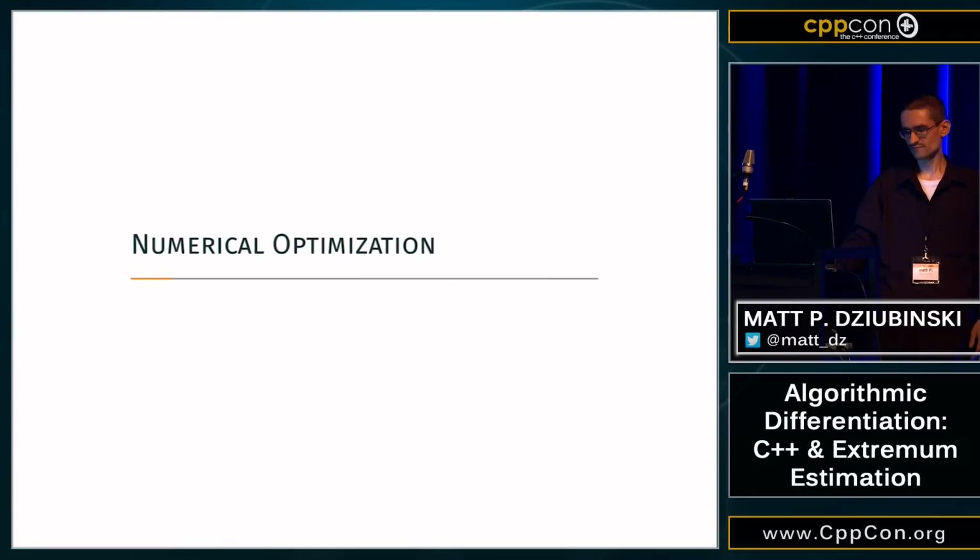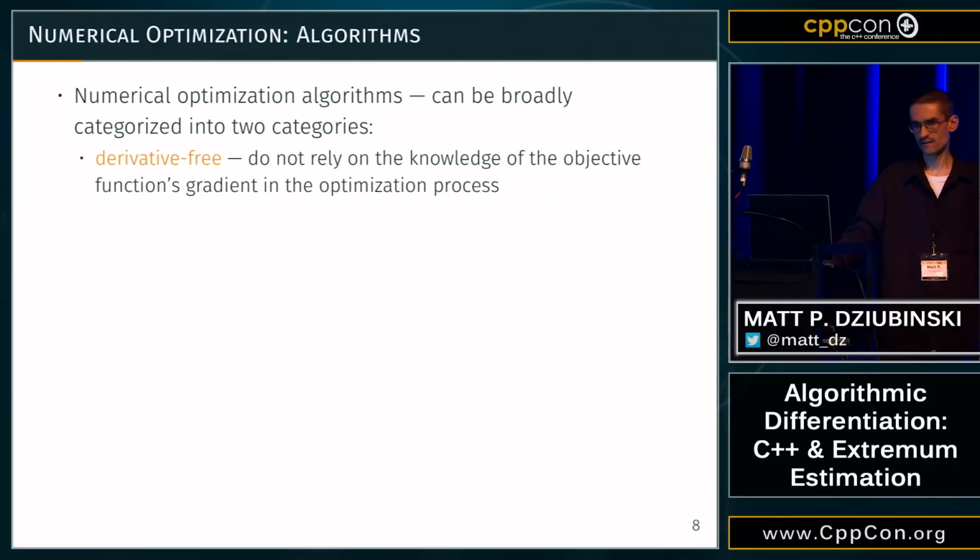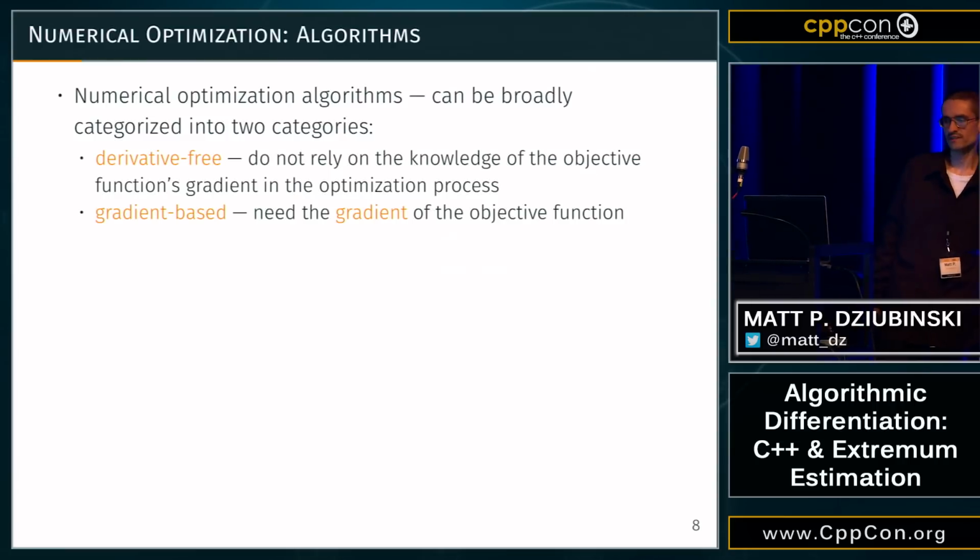And that brings us to numerical optimization, because our model is a function that is a computer program. That's the function that we would like to fit to the numerical data. So the way we can optimize a function numerically to find the parameter that makes our model fit the data the most is by numerical optimization algorithms. There are basically two classes of them. The first one is derivative-free. The second one is gradient-based.